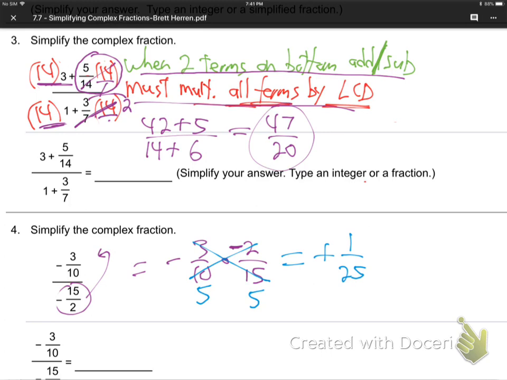So if you have more than one item on the bottom, added or subtracted, then you got to multiply everybody by the common denominator. That's a little harder. Can you explain why it turns into 1? Why there's a 1? Yeah, good question. Why is there a 1?